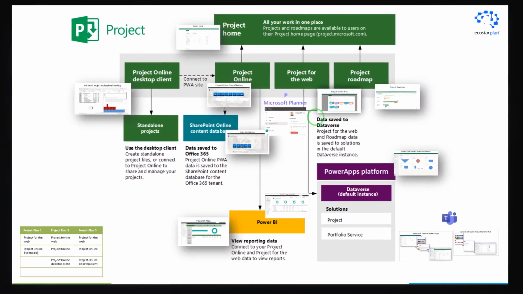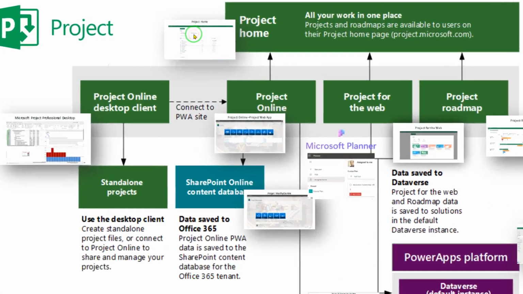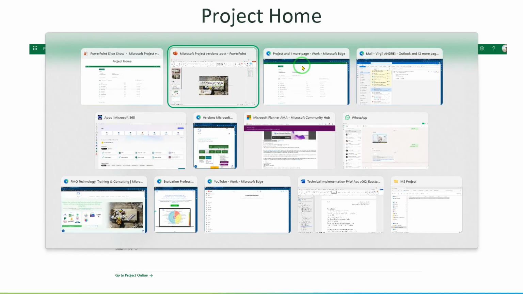Now, let's go further. When we are using Microsoft Project, actually Microsoft has multiple tools inside. And in this webinar, we're going to see what it's all about. First of all, in this Microsoft Project architecture, we see multiple tools. If we go on Project Home, we'll see a list of projects that are available within our environment. Now, let's go directly within Project Home.